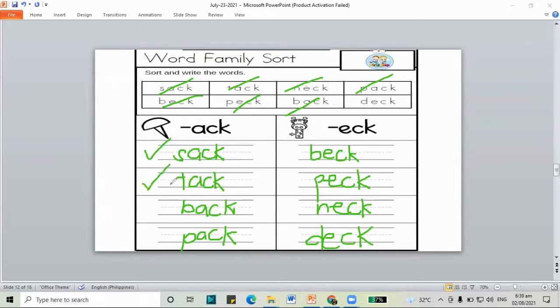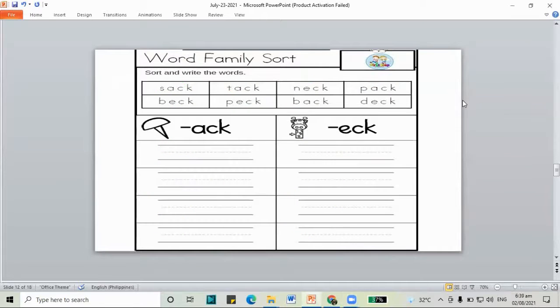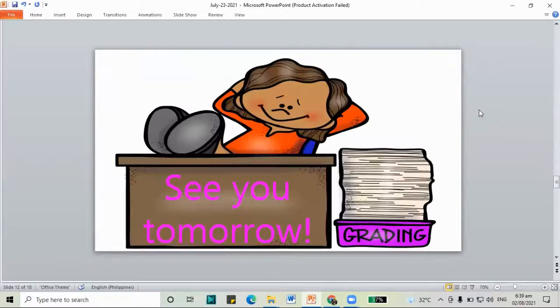Let's read our words in the ack set. Sack, pack, back, tack. Those are the ack words. Next one, the eck words, we have beck, peck, neck, and deck. So, we have all our ack and eck words. If you're done with the work, we can move to the next. And then, if you're not yet done, please pause the video. If you're done, we have our last slide.